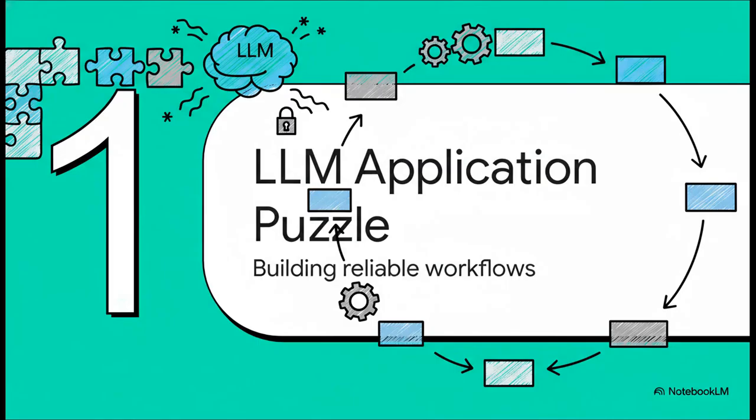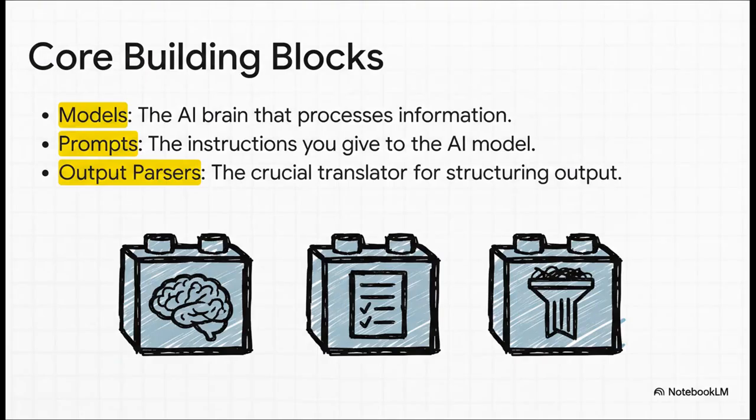So this brings us to the central puzzle, doesn't it? How do we build logical, repeatable workflows that let us use all the incredible power of an LLM, but also give us control over what it spits out? The best way to think about LangChain is as this awesome set of AI Legos. And just like with Legos, there are a few fundamental blocks you're going to use almost every single time. You've got the model, that's the AI brain itself. Then you have the prompt, which is basically the set of instructions you give it. And then there's the output parser, which is the absolutely crucial translator.